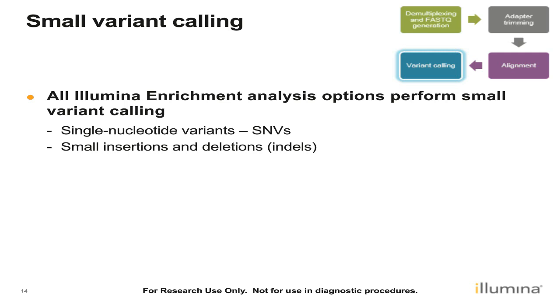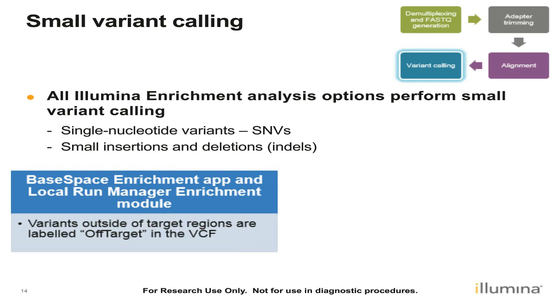With the base enrichment app and local run manager enrichment module, any variants outside of the defined target regions will be labeled off target in the VCF. So what that means is anywhere that reads align to the reference genome, the enrichment module and app will attempt to find variants. If they do find a variant that is called, but it is outside of those target regions, it will still print it in the VCF. It will just label it as off target, and we'll show an example of that in a few slides.